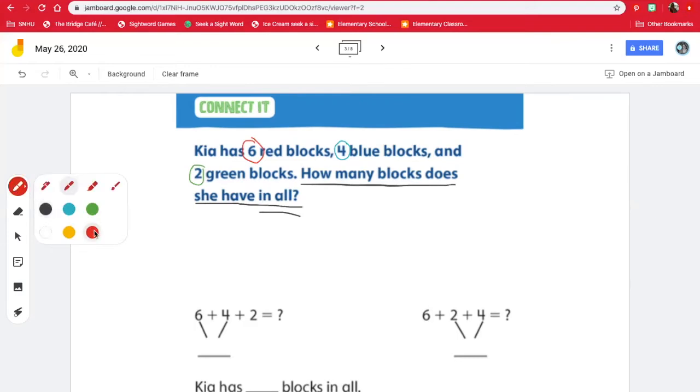So in this problem, I see our 6 red blocks. I see our 4 blue blocks. And I see our 2 green blocks.